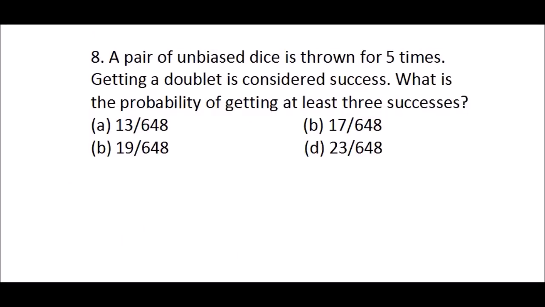The next problem is: a pair of unbiased dice is thrown 5 times. Getting a doublet is considered success. What is the probability of getting at least 3 successes? This is a case of Bernoulli trials.